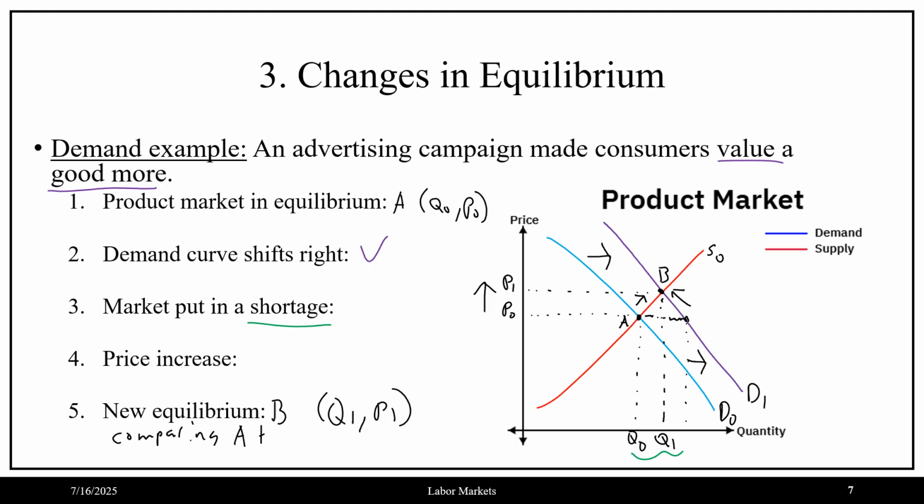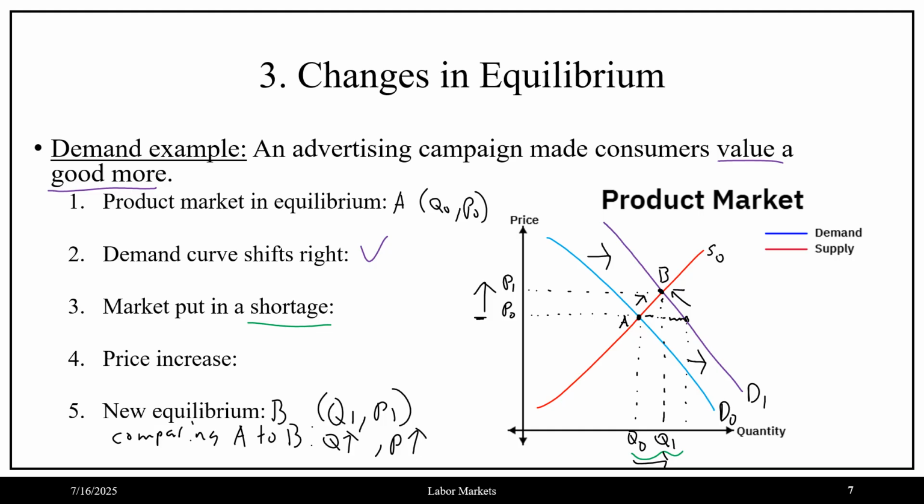comparing A to B, we should notice that with a positive change in demand, quantity went up, and in this case, price went up. I already have the upward arrow here for price, and going from Q0 to Q1, that's traveling right on the horizontal axis, signifying an increase. All right, and this is how we use a supply and demand graph to model a change in the world and make a prediction on how price and quantity will respond.